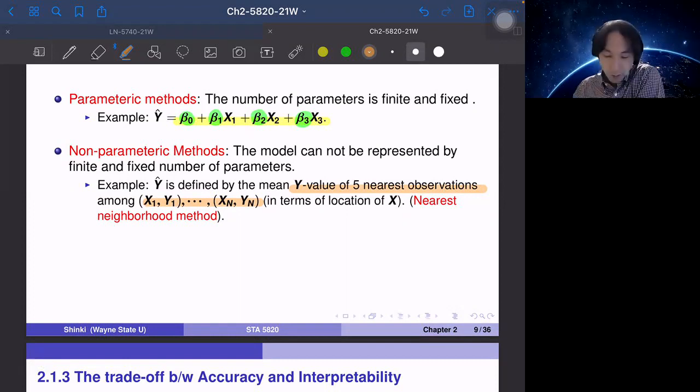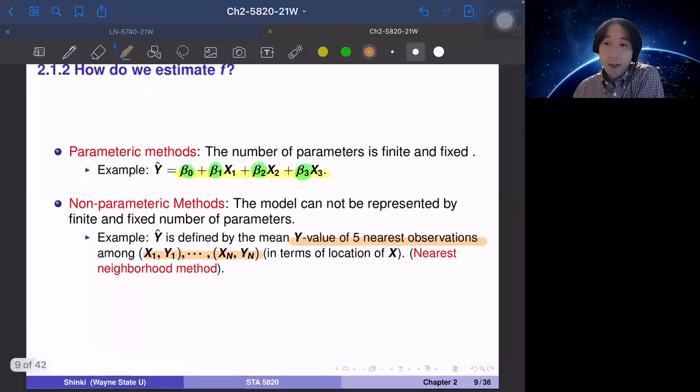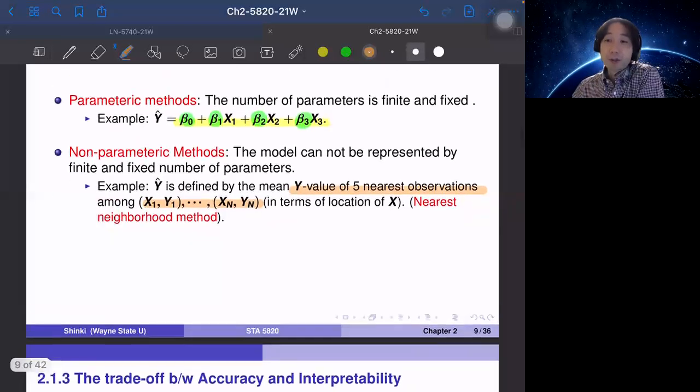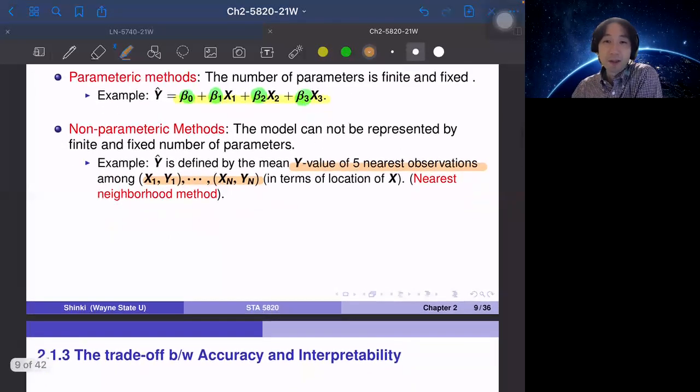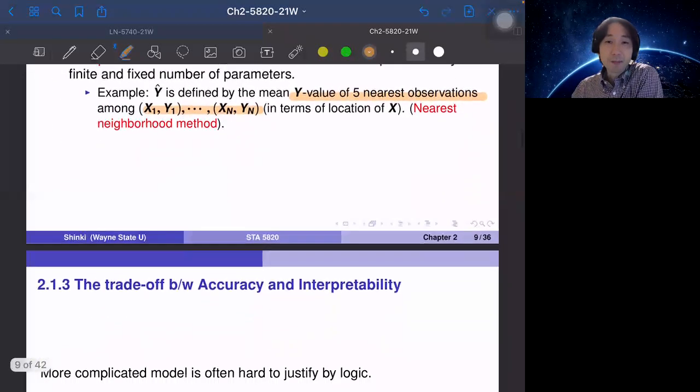So we have parametric methods and non-parametric methods. Parametric methods have more interpretation, right? For example, how much the TV advertisement matters for sales. But the non-parametric method is more data-oriented. It's more flexible, but there is not much philosophy behind it in terms of the real implication.